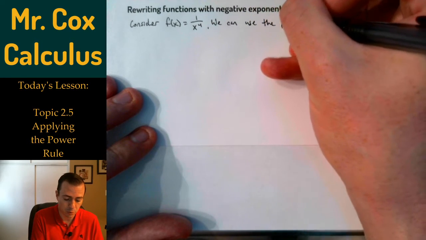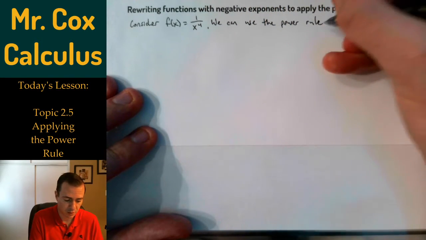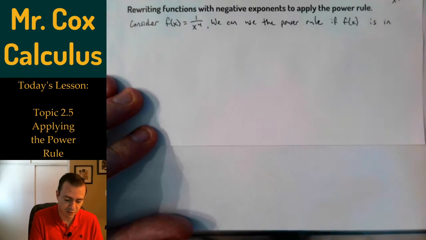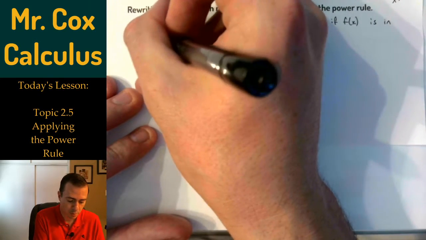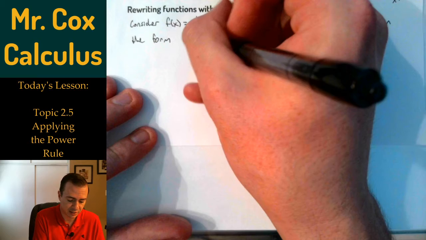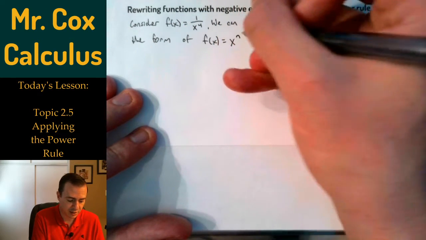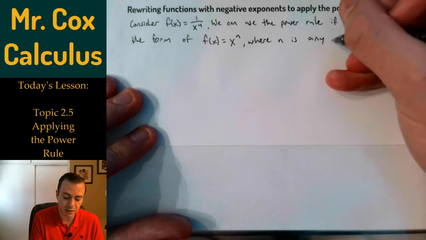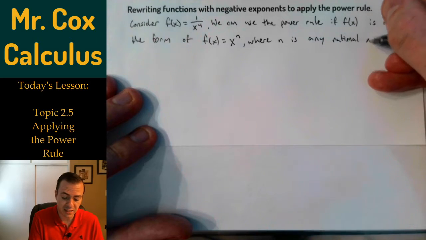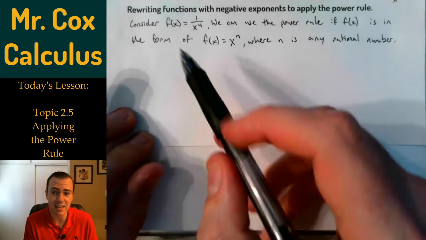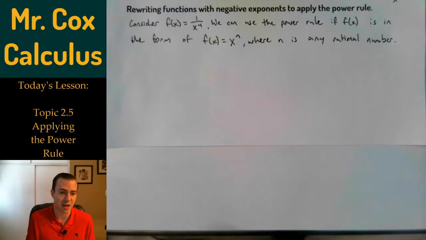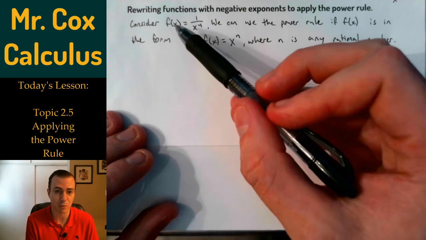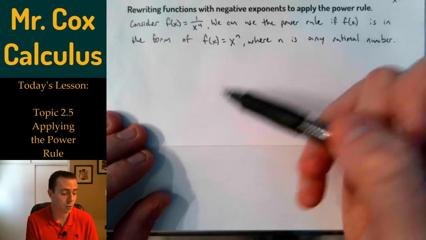We can use the power rule if f of x is in the form of f of x equals x to the n, where again, n just has to be any rational number, which means that n can be negative. So I can't take the derivative of this function as it's written right now. But the easiest tool you're going to have, the power rule, can be used if I can write this function like this, and fortunately I can.